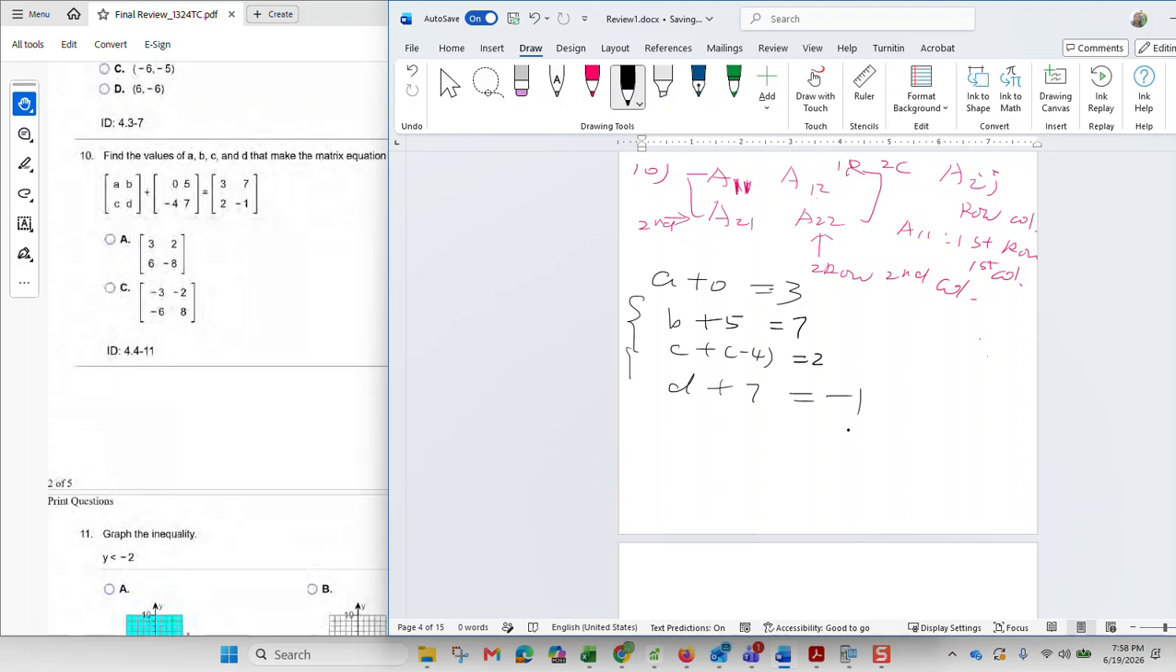So now you go find your A, B, C, D. You can solve for this one right here: A will be 3, right? And then the second one, solve for B by subtracting 5 on both sides. B will be 2. For C, add 4 on both sides. C will be 2. And then for D here, you subtract 7 on both sides. So D here will be negative 8.